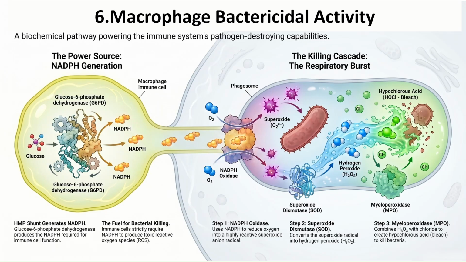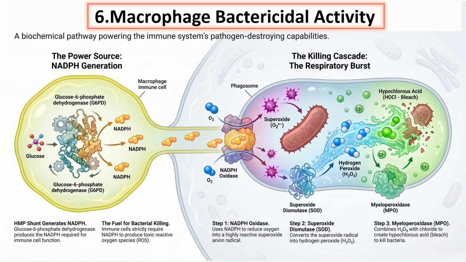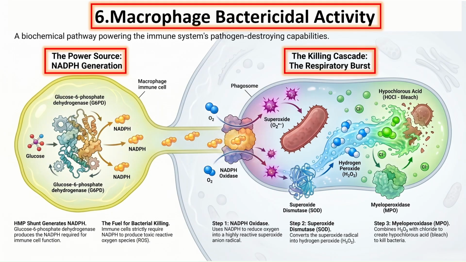So coming to the next significance, HMP shunt pathway provides support to the immune system, particularly in the ability of the macrophages to destroy the phagocytosed bacteria. NADPH is strictly required by these immune cells to produce highly toxic reactive oxygen species, which are then used as a weapon to kill the bacteria. And the process by which the reactive oxygen species are produced is called respiratory burst. It is the rapid consumption of oxygen by the cell to produce the reactive oxygen species.